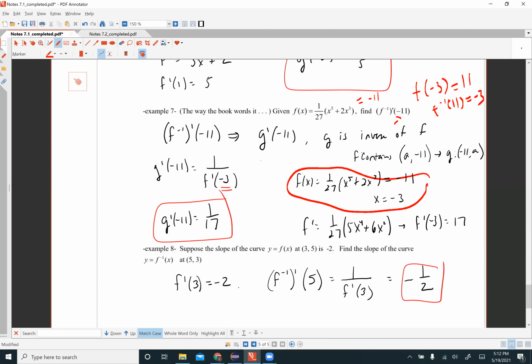That's the important formula we want to learn from this unit: the derivative of the inverse at b is equal to 1 over f prime at a, where f of a equals b.